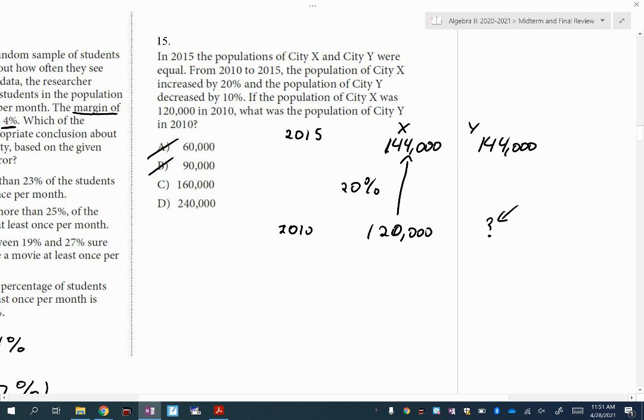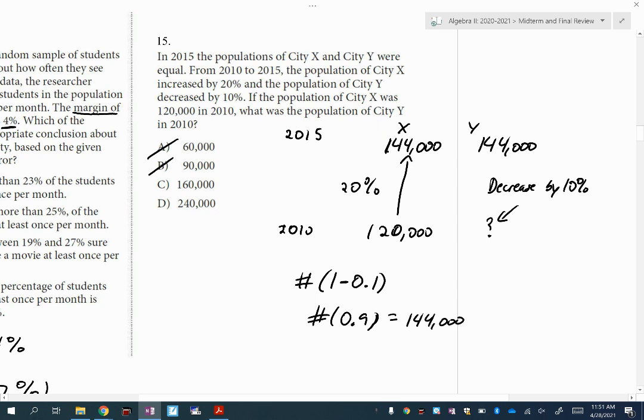All right, so I'm asking myself, is it going to be 160,000 or 240,000 to get to 144,000 when you decrease by 10%? Now you can do this using the answer choices, or you can mathematically do it, right? Ultimately, we have some number times 0.9. I got that from decreasing by 10% is 1 minus 10%. I guess I can show that work. Let's show it. So it'll be 1 minus 0.1, which is 0.9, equals 144,000.